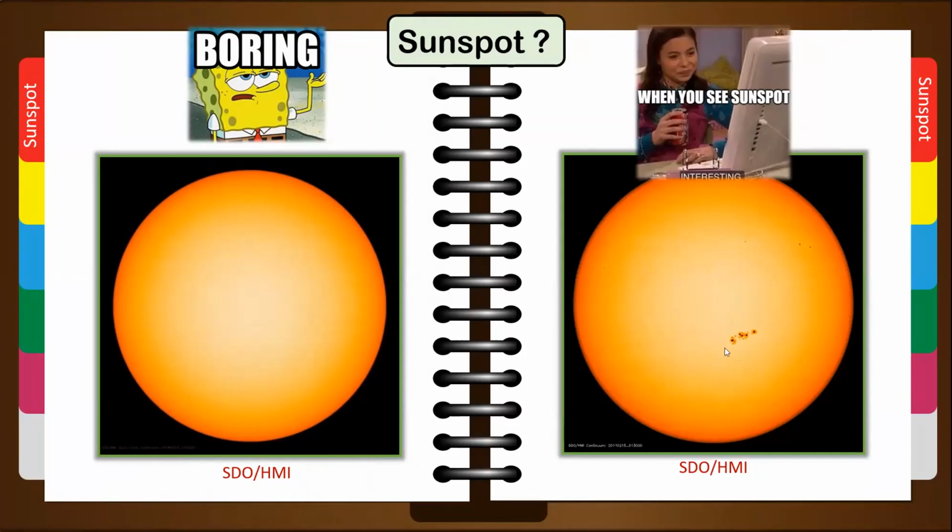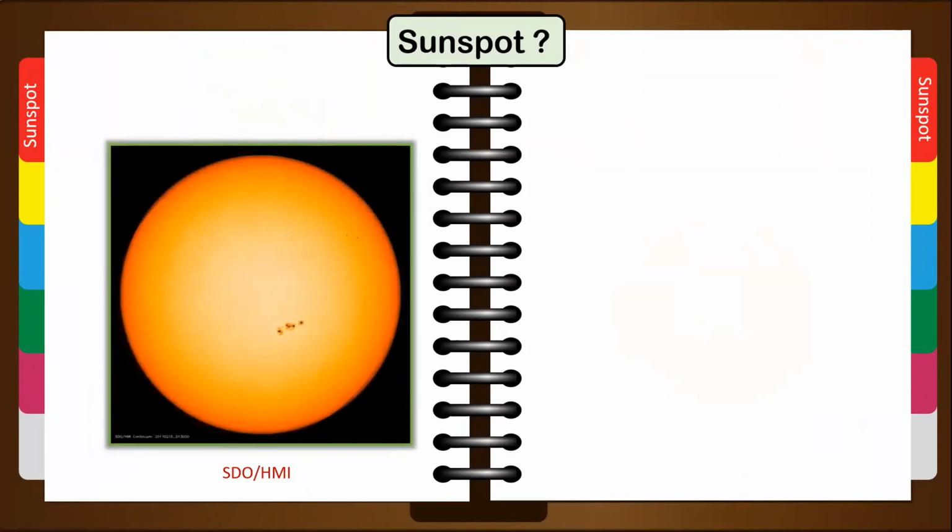Here you can see the dark features. Those are called sunspots. So here you can see these sunspots are dark magnetic features, and they are dark because they are cooler than the background of the photosphere.